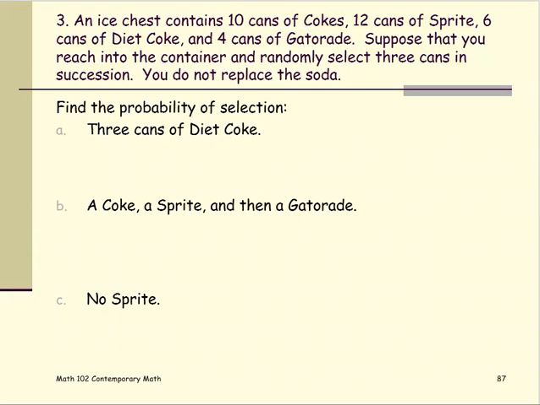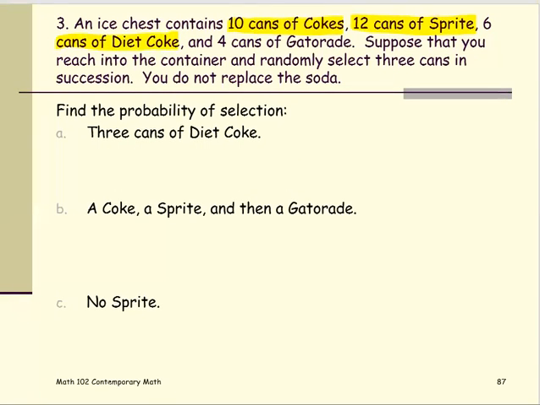For this example, an ice chest contains 10 cans of Coke, 12 cans of Sprite, 6 cans of Diet Coke, 4 cans of Gatorade. Suppose that you reach into the container and randomly select 3 cans in succession. You do not replace the soda. So this part of the problem explains that all events are dependent on each other, or the probability of each event will affect the other. So put a note here as the dependent events.